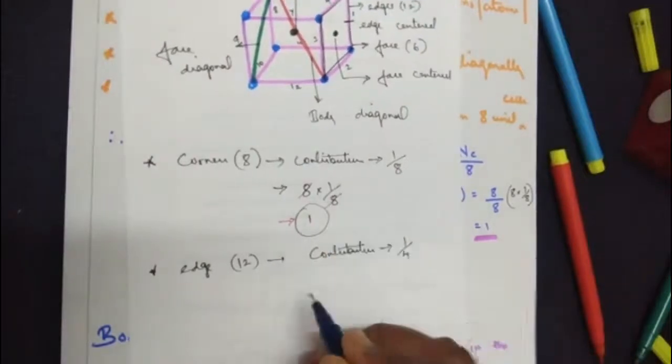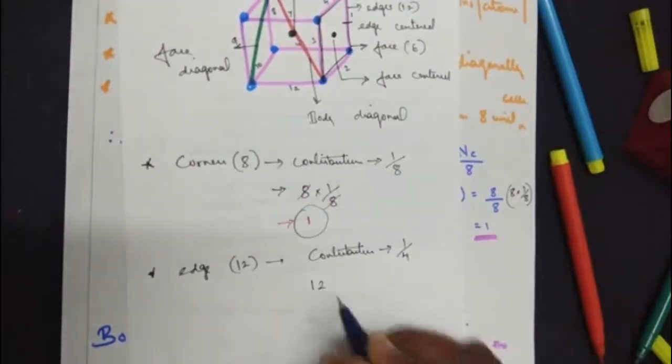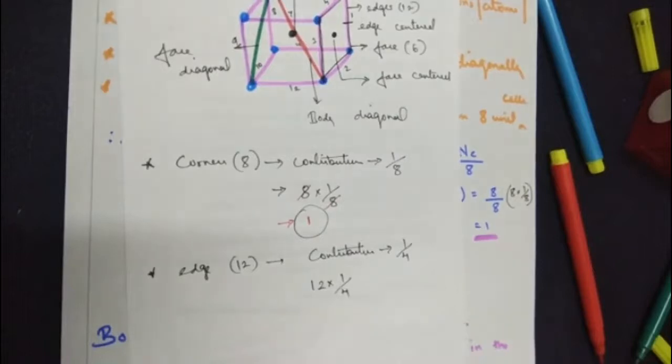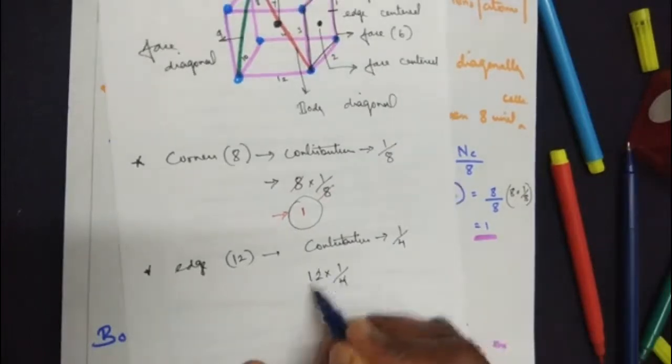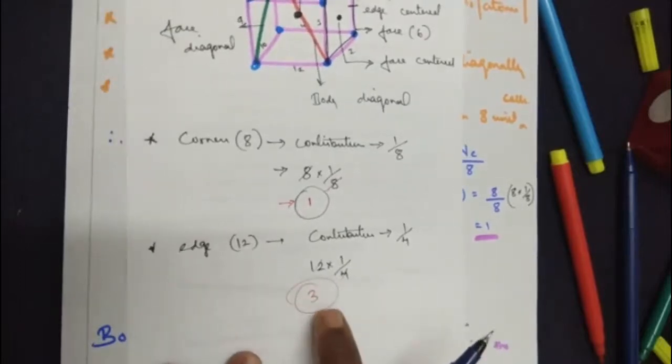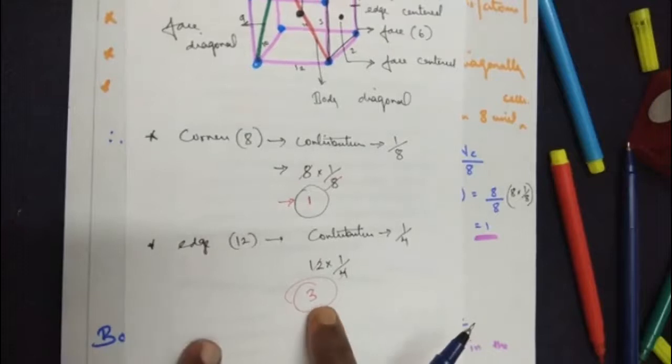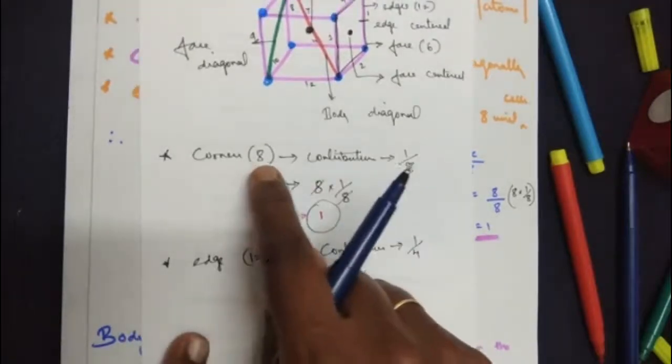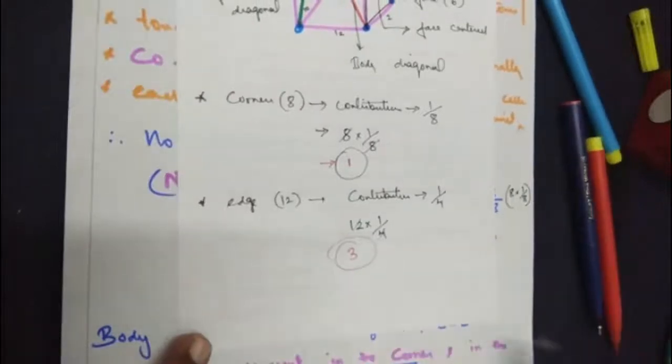So if we calculate, 12 edges are contributing 1 by 4 of their part. What will be the answer when we calculate here? The answer is equal to 3. So the number of atoms shared by the edges is equal to 3. The number of atoms shared by the corners is equal to 1. Next we move on to faces.